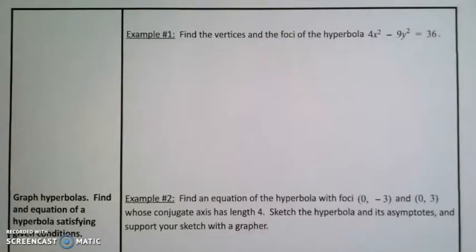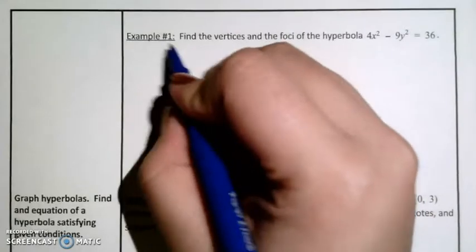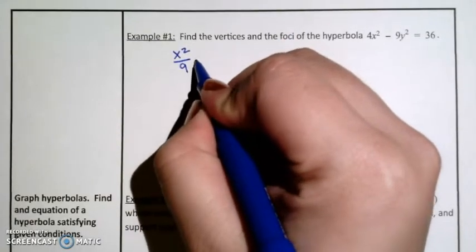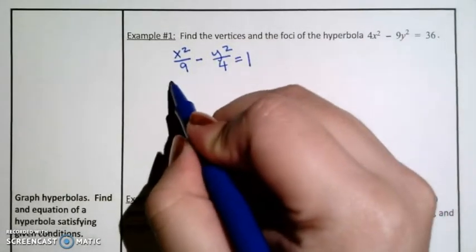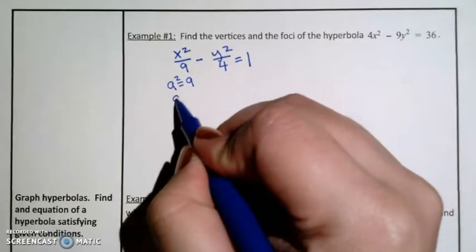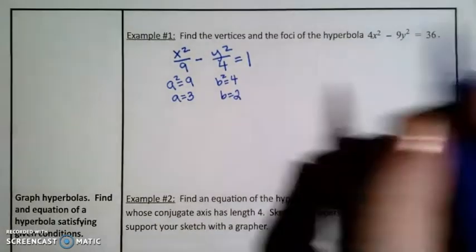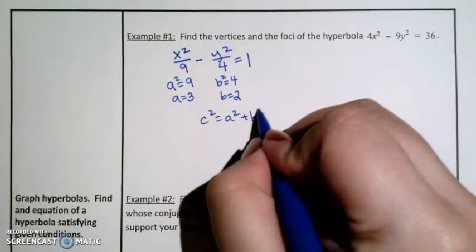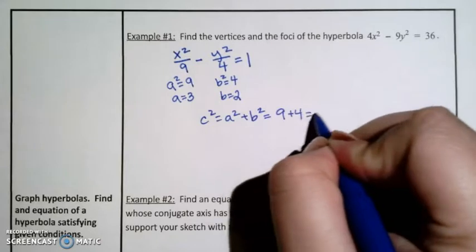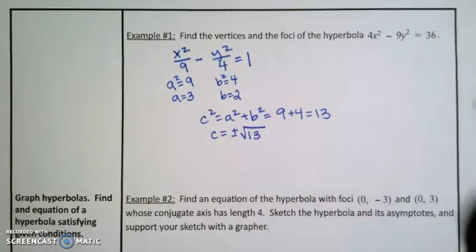Looking at example 1, we want to find the vertices and foci of the hyperbola. Just like with the ellipse, we want to make sure that this equals 1, so we're going to divide by 36. So we get x squared divided by 9 minus y squared divided by 4 equals 1. This tells me that a squared is 9, so a is 3. b squared is 4, so b is 2. And we want to find c. c squared equals a squared plus b squared, which is 9 plus 4, which is 13. So c equals plus or minus the square root of 13.